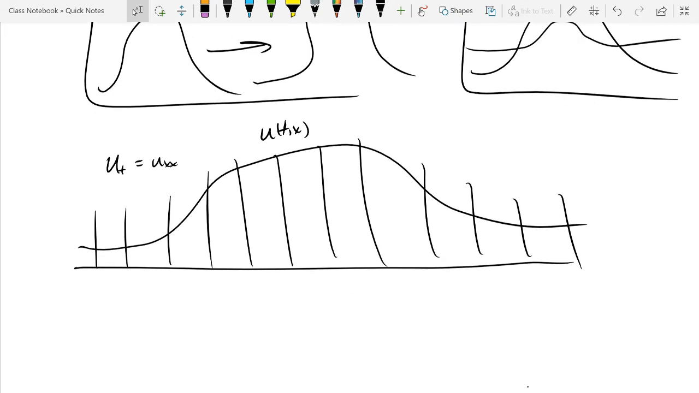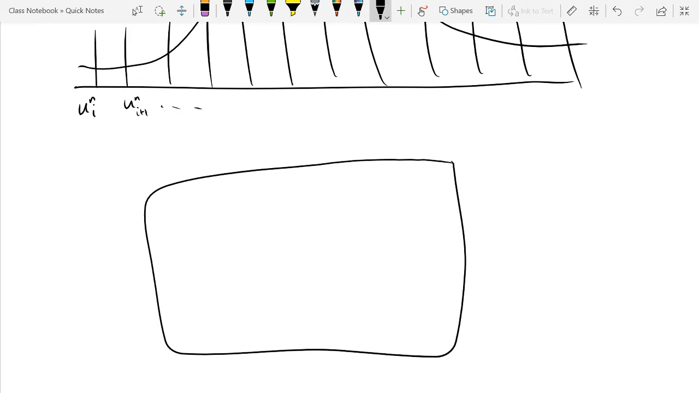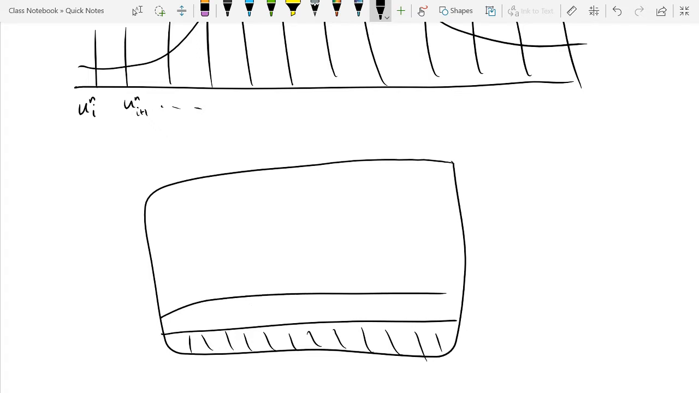Now instead, at a given time point n, I have u sub i, and then you have u sub n, i plus 1, dot, dot, dot. If you think about it as a 2D grid, with i and n, these are all your spatial points. And then what you do is you use your previous solution to step forward to your next solution.